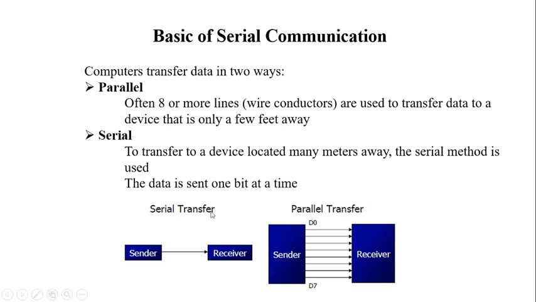So here in serial transfer you have the sender and receiver. Your single bit, in the form of zeros and ones, will be transferred from sender to receiver. While in parallel communication you can send a total byte, D0 to D7, so 8 bits can be transferred at a time from the sender to the receiver. This is the difference between serial and parallel communication.